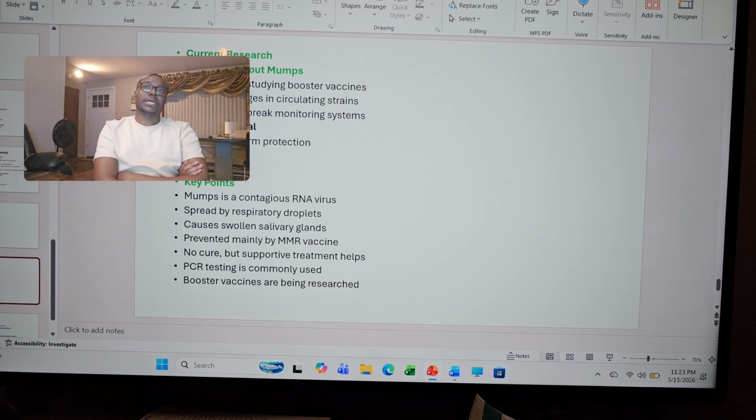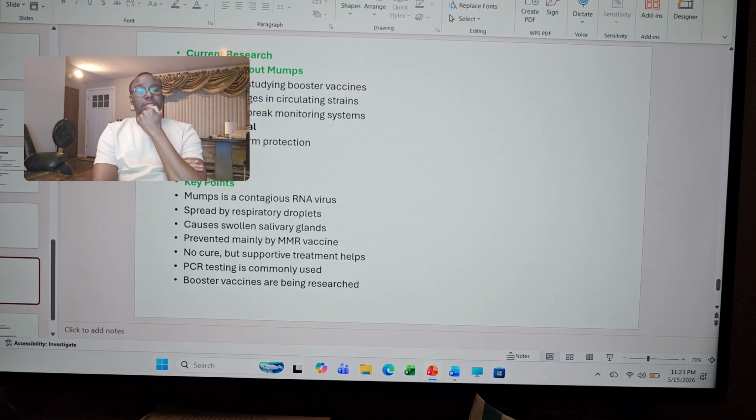And what is the current research? New data about mumps. Researchers are studying booster vaccination and genetic changes in circulating strains, and improving outbreak monitoring systems. Research goals: better and long-term protection.